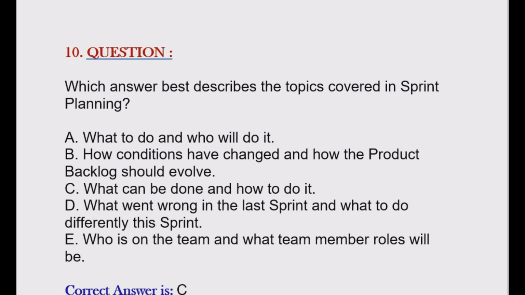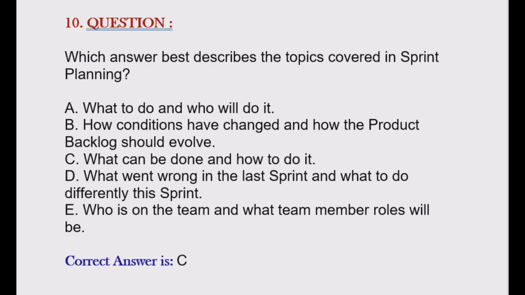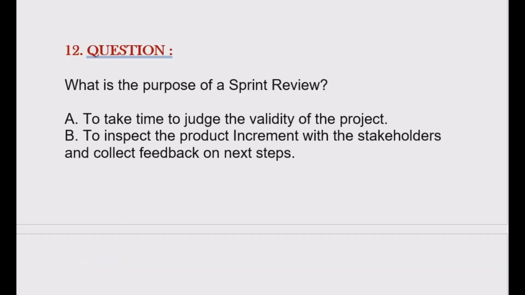Question is, which answer best describes the topics covered in sprint planning? Option A, what to do and who will do it. Option B, how conditions have changed and how the product backlog should evolve. Option C, what can be done and how to do it. Option D, what went wrong in the last sprint and what to do differently this sprint. Option E, who is on the team and what team member roles will be. Correct answer is option C.